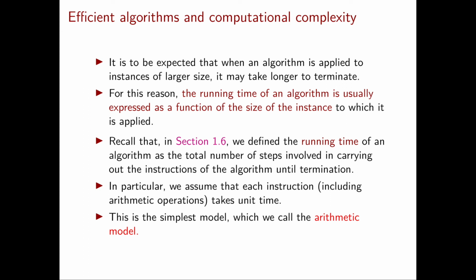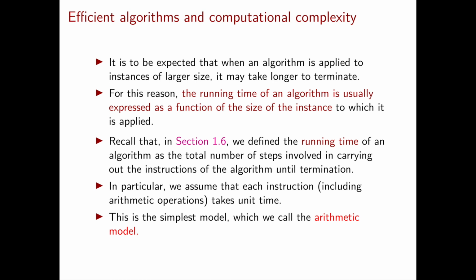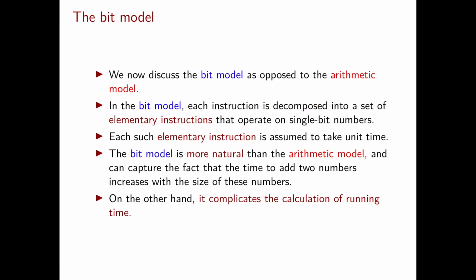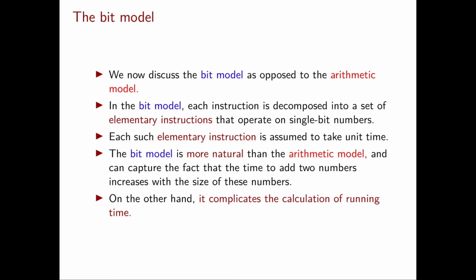Then this model is in a sense the simplest one that you can think of, and it is called the arithmetic model, exactly because you just count the number of arithmetic operations. In this section, however, we discuss a different model, which is called the bit model. On the one hand, this model will be more complicated, but on the other hand, it will mirror more closely what happens in reality. Therefore, it will be more meaningful.